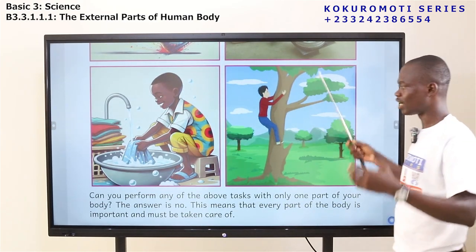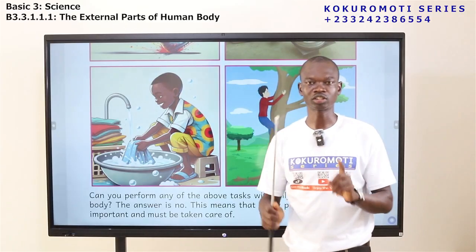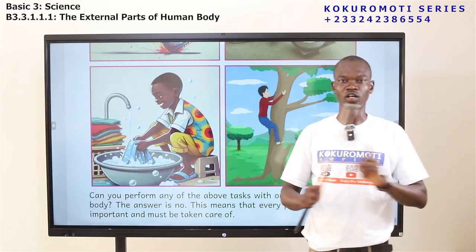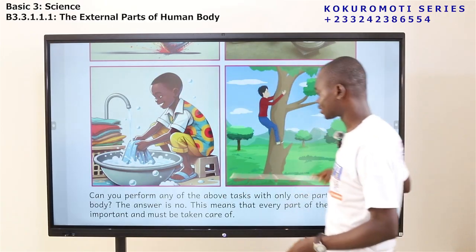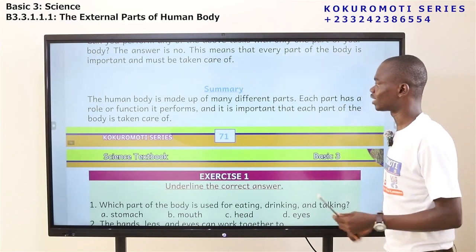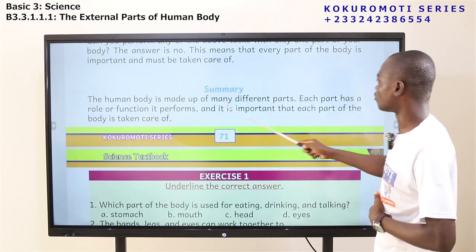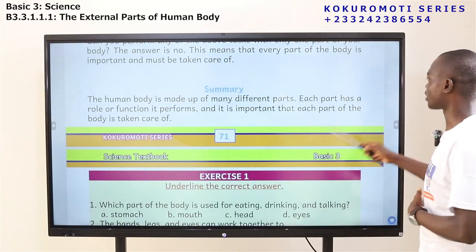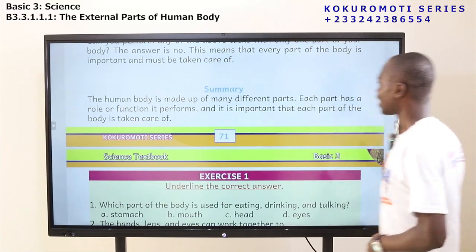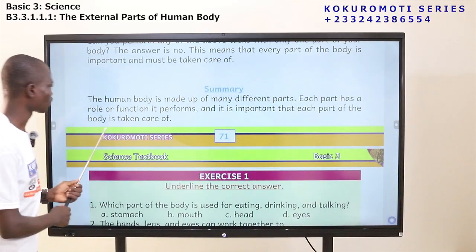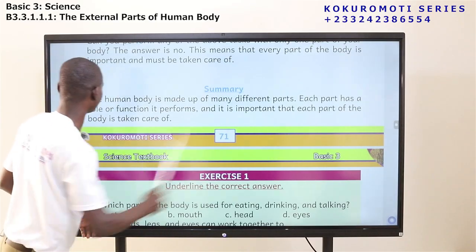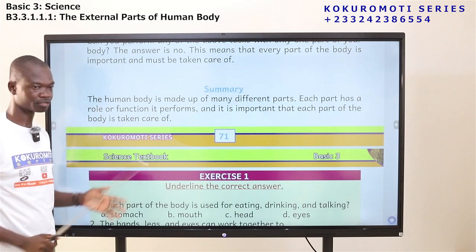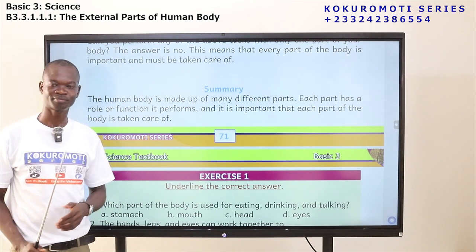Climbing a tree. They are doing all this activity not by using only one body part, but by using different body parts. So in summary, we are saying that the human body is made up of many different parts. Each part has a role or function it performs, and it is important that each part of the body is taken care of.